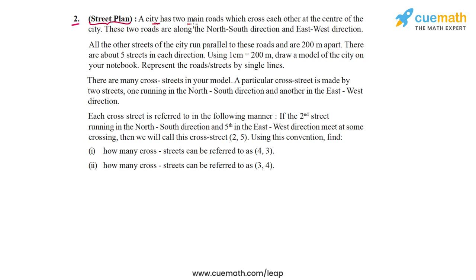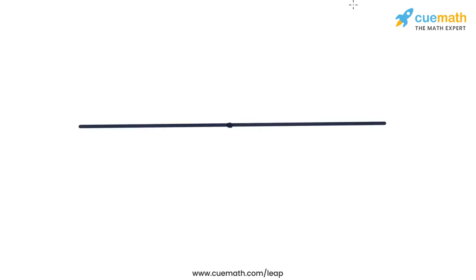A city has two main roads which cross each other at the center of the city. These two roads are along the north-south direction and east-west direction. So let's first draw a figure for this information. Let's say that this blank canvas represents the city, and this point here represents the center of the city. Now there's a road passing through this center in the east-west direction like this.